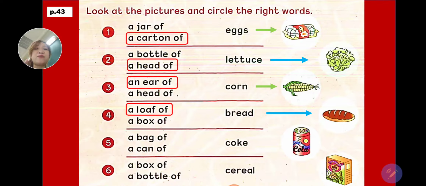Okay, number 5, Coke. 它是那个罐子的，所以我 I have to say a bag of Coke or a can of Coke. Yes, a can of Coke. Number 6, cereal. Cereal. You have to say a box of cereal or a bottle of cereal. Okay, yes, you have to say a box of cereal. Okay, let's move on to next page.